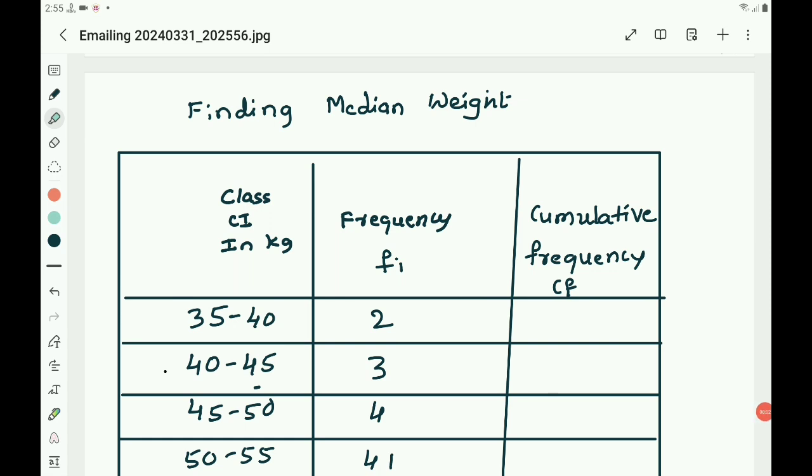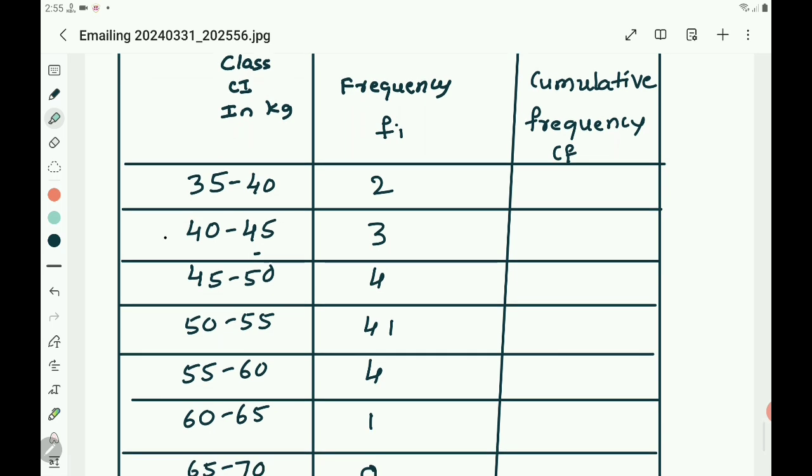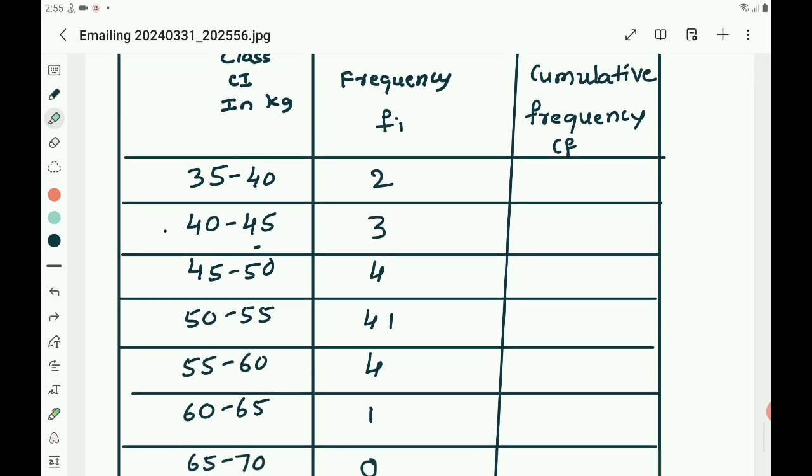Now come to the median weight. Come to the next page. Take the next page and write the heading, finding median weight. Here 2 columns will be given. One is the column for the class interval and the other is the column for the frequency. It is prepared by us only, the frequency distribution table. This frequency distribution table is having 2 columns.